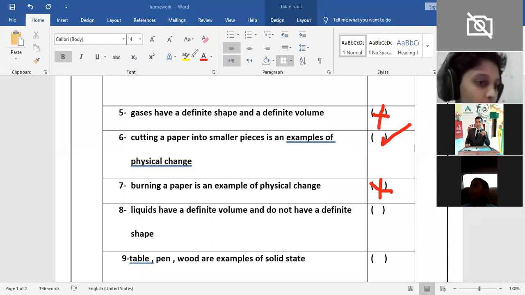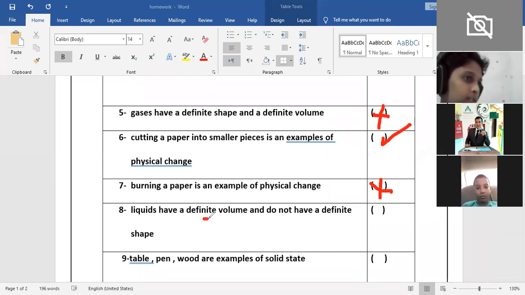Where is Omar Majid? Omar, do number 8. Number 8. Liquids have a definite volume and do not have a definite shape. True. You are excellent. Yes, because liquids have a definite volume. The volume is the same, it does not change, but the shape of liquids changes and takes the shape of containers.